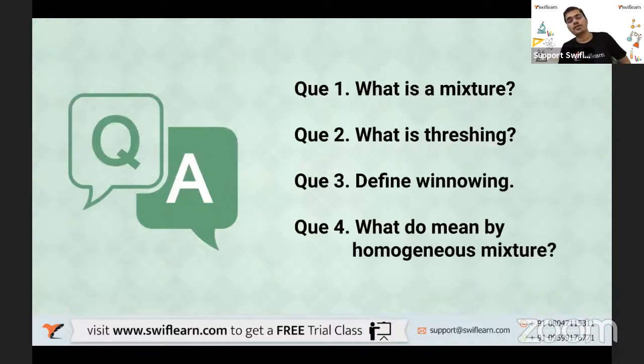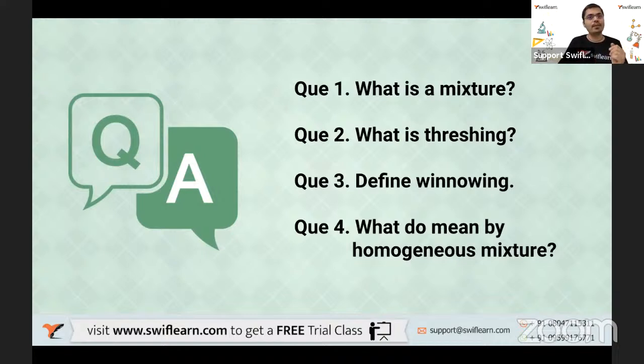And then the next thing is, what do you mean by a homogeneous mixture? Very simple question. Anybody can answer that. Homogeneous mixture. What is a homogeneous mixture? You remember two types of mixture we discussed. Yes, exactly. Homogeneous and heterogeneous. Very good. So what do you mean by homogeneous?